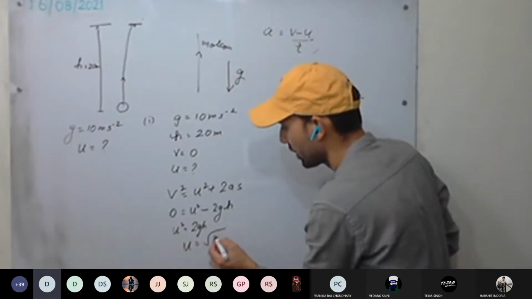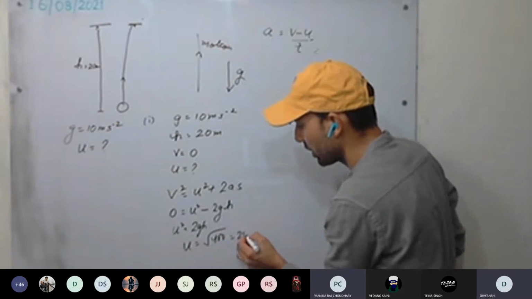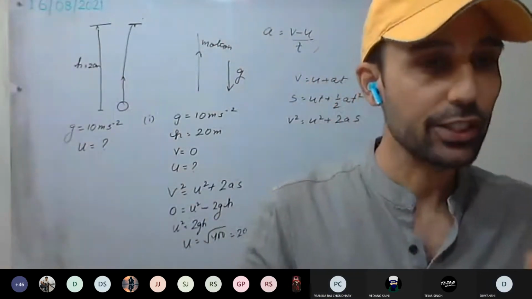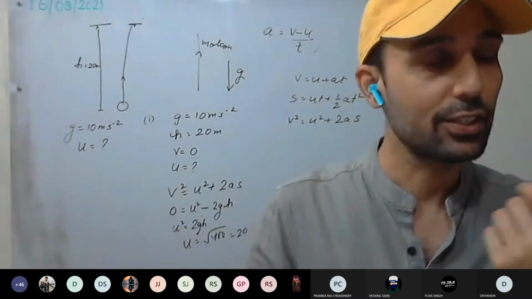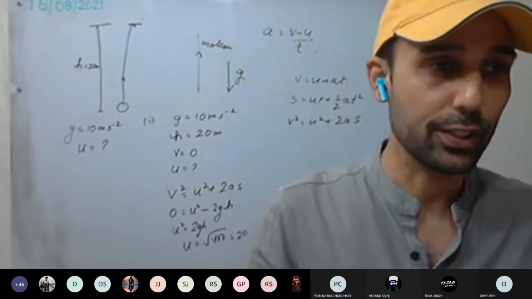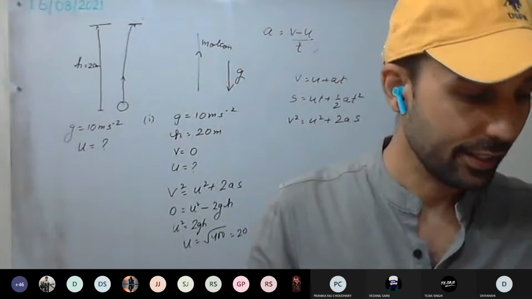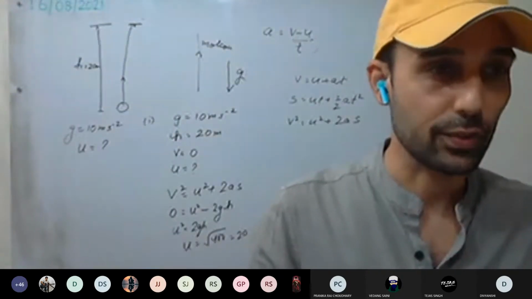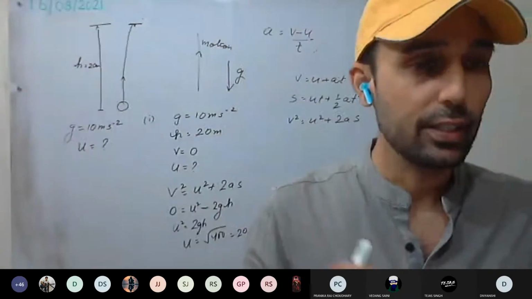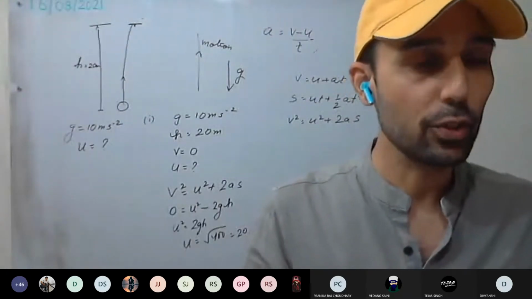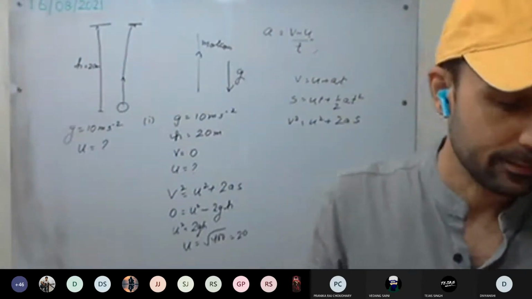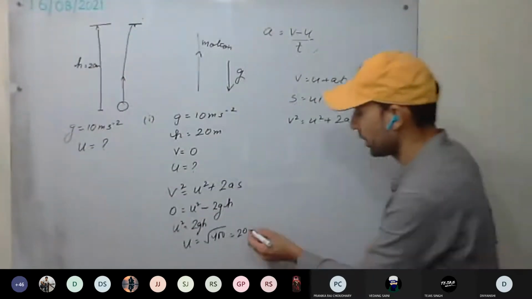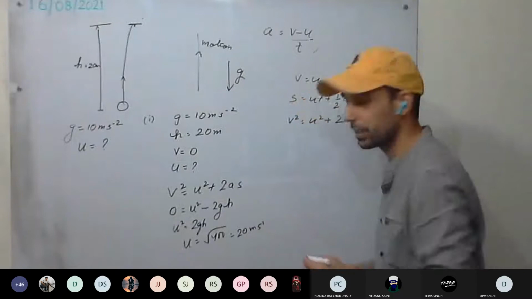Sir, if we take it under root 400, how much will it be? In the exam, 9.8, then it is also correct. See here, if the value of g is not provided in the question, you have to take 9.8. But if it is provided, as here, you have to take 10 meter per second square. If it is mentioned in the question, that value you have to take. If it is not mentioned, then you have to go for 9.8. Okay? 20 meter per second. So the initial velocity we got is 20 meter per second.